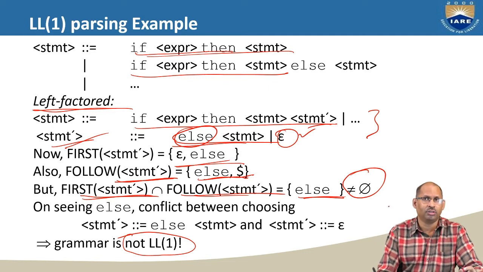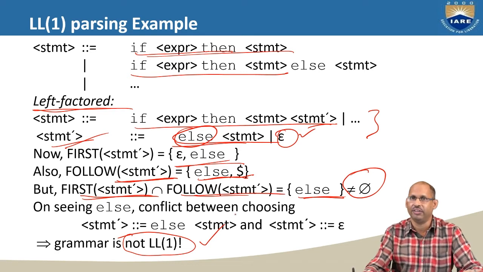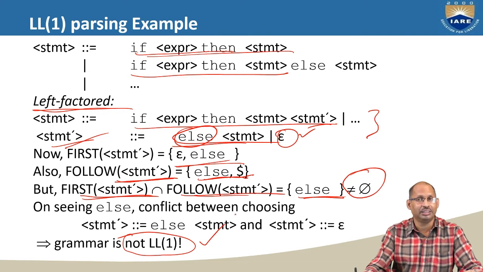If it is a small question, simply by these conditions conclude it is not LL1. If it is a lengthy answer, then you must consider first and follow of the variables, then construct the predictive parsing table, then conclude it is not LL1. So depending on the marks, prove it is not LL1 with more steps. So this is the second example for LL1 parsing.